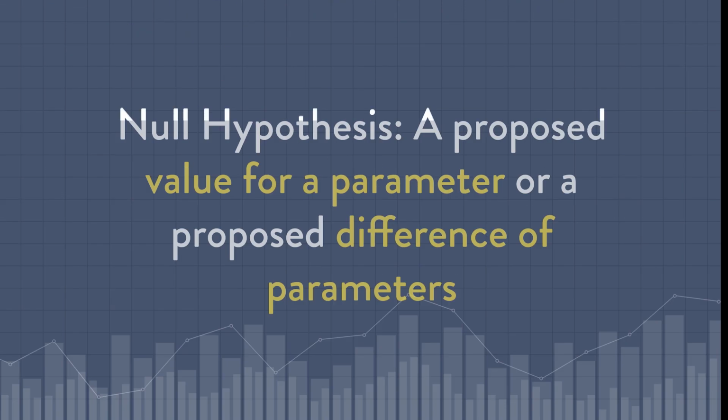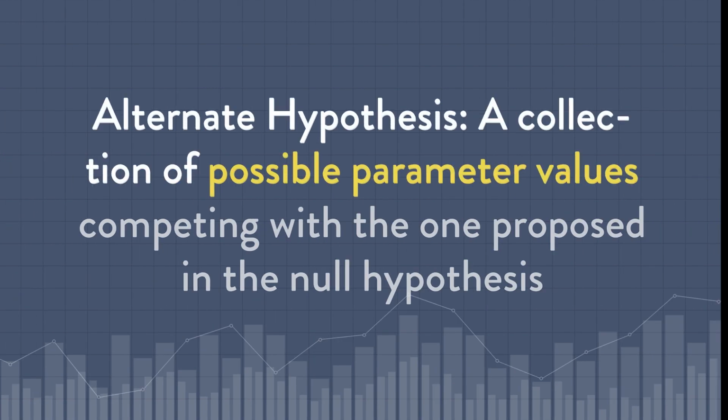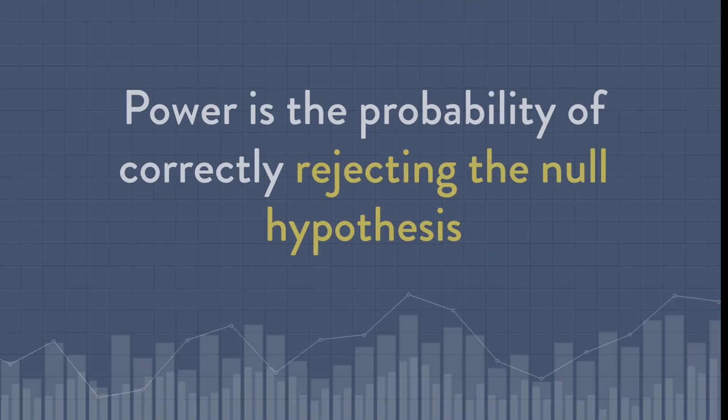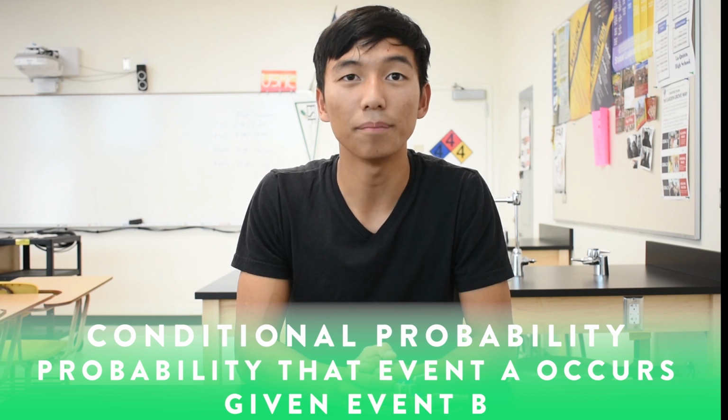When you make a test of significance, you start with a null hypothesis, a proposed value of parameters or difference of parameters, and an alternate hypothesis, a collection of possible parameter values competing with the null hypothesis. Really, you're only interested in power when the null hypothesis is false. Now, what is power? Power is the probability of correctly rejecting the null hypothesis. It's a conditional probability because the null hypothesis makes a statement about parameter values, and the power of the test is conditional upon what the value of those really are.